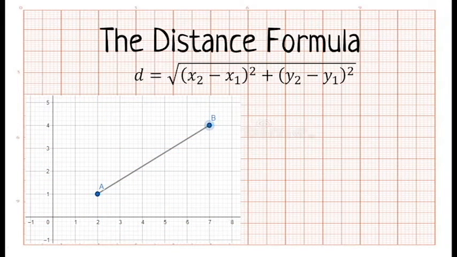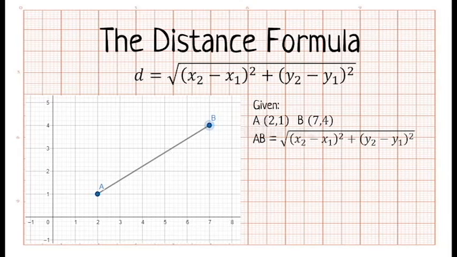Given that point A lies at 2, 1, and point B at 7, 4. These points are aligned diagonally, not vertical nor horizontal, and we would use the distance formula in getting the exact distance. So we'll write the distance between A and B is equal to the formula, square root of the quantity x sub 2 minus x sub 1 squared plus the quantity y sub 2 minus y sub 1 squared.